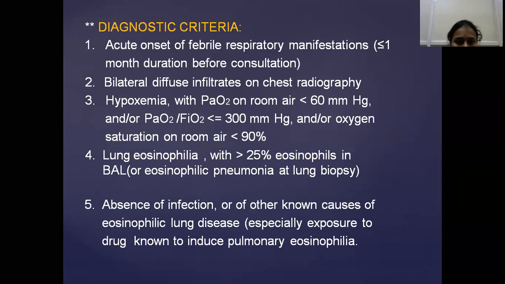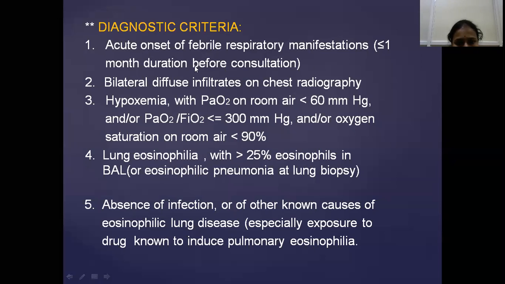How to diagnose acute eosinophilic pneumonia? Idiopathic acute eosinophilic pneumonia. Idiopathic means absence of any underlying etiology, absence of infection or other known causes of eosinophilic lung disease, especially exposure to drugs, no underlying known cause. Acute onset of febrile respiratory manifestation, that is less than 1 month duration before consultation.